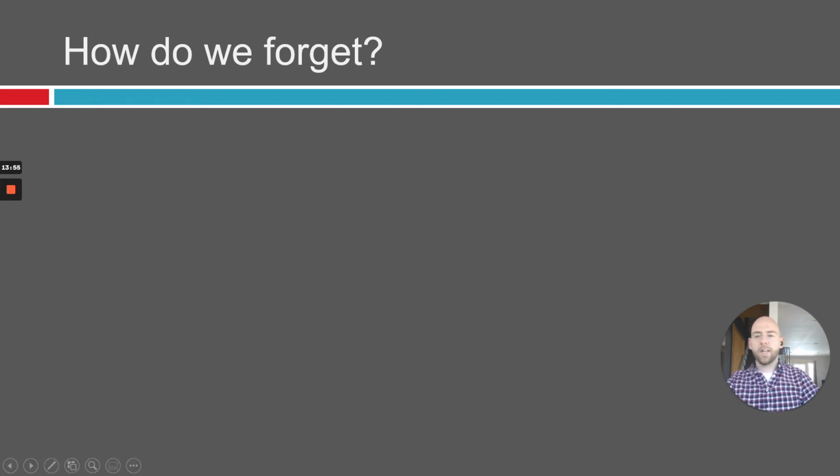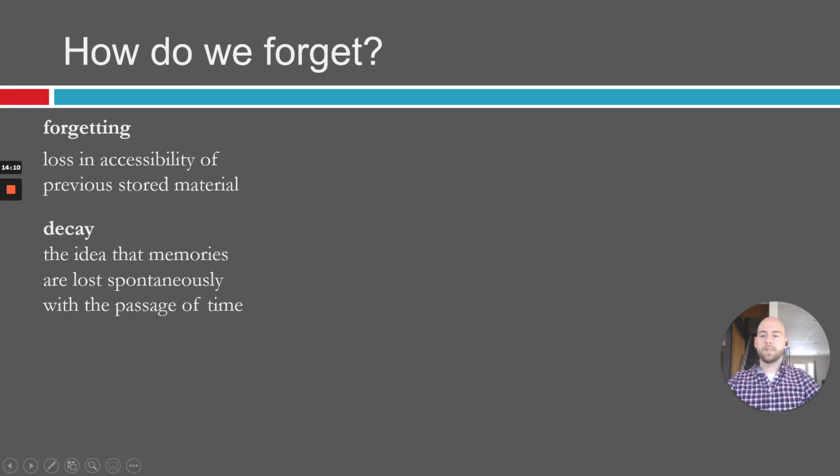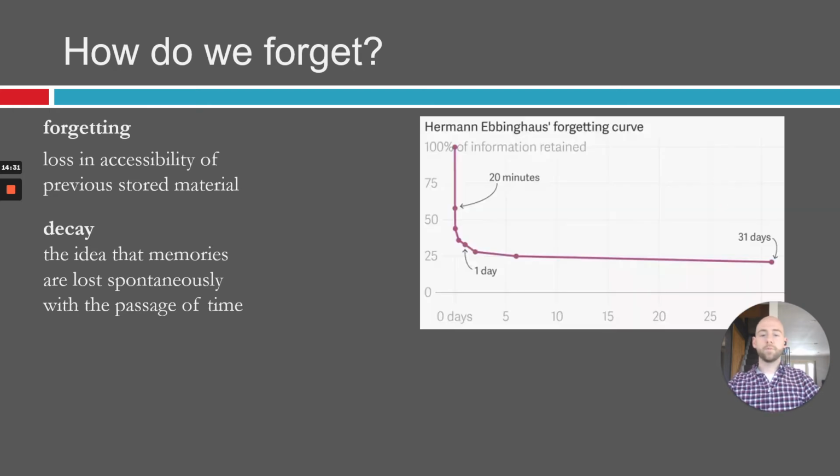But how do we forget things? Forgetting, let's define that as loss in accessibility of previously stored material. So something you did have in your long-term memory, or alternatively were holding in your short-term memory, but you've lost accessibility of it. When you lose things from your long-term memory, there is a perspective that some of those things are decaying, that memories over time are just going to be lost spontaneously. You're less likely to remember things that happened further ago than things that happened more recently.